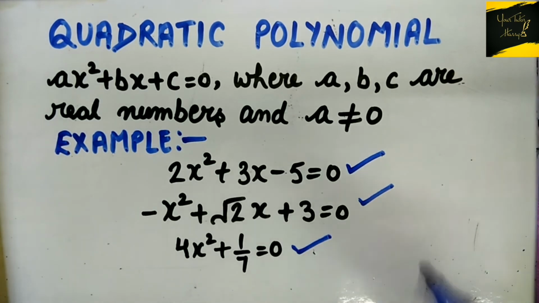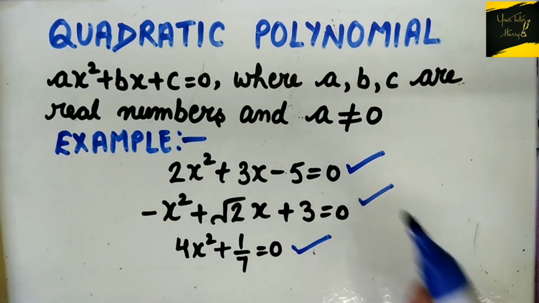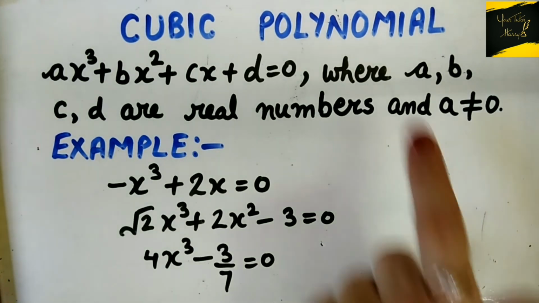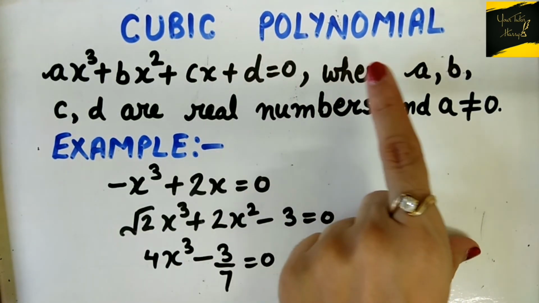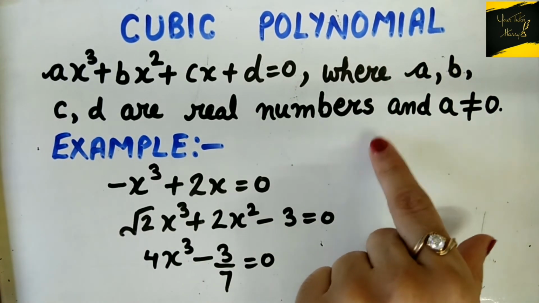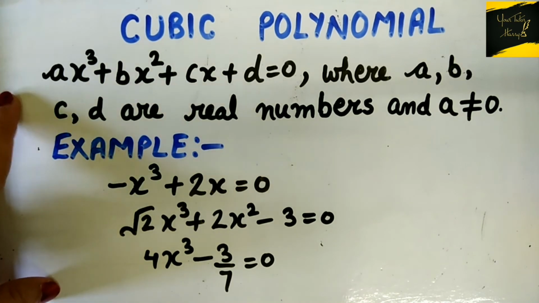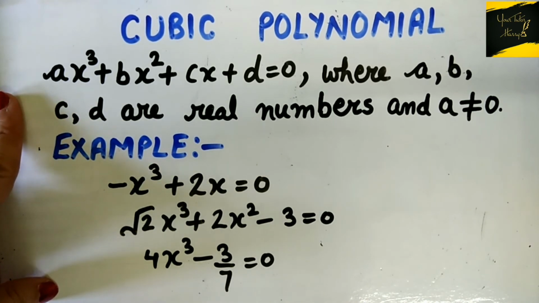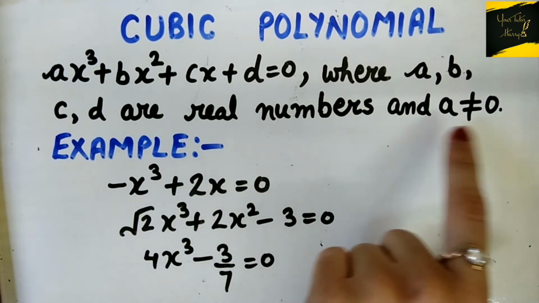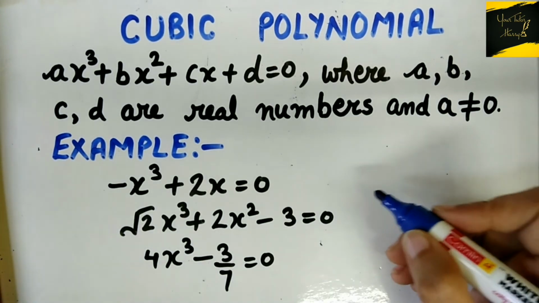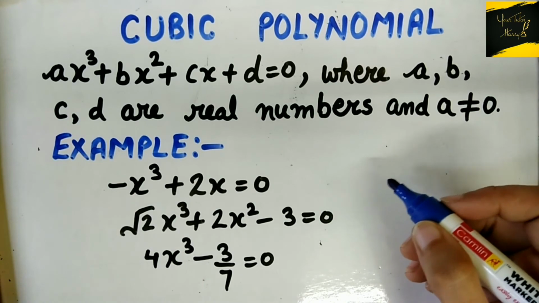So friends, let's move towards the third category, that is cubic polynomial. So friends, here the last category is your cubic polynomial. Your cubic polynomial will be in the form of ax³ plus bx² plus cx plus d is equal to 0. Here a, b, c and d are real numbers and a cannot be 0. As I told earlier, in linear and quadratic polynomials, a cannot be 0.